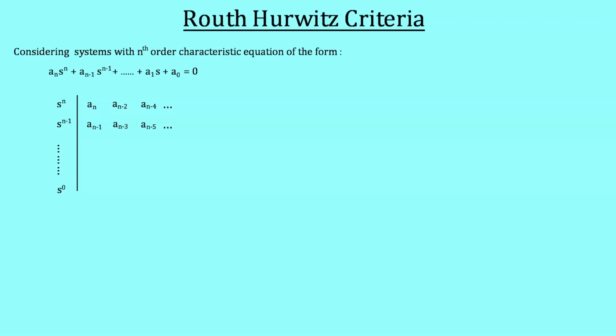Let us assume we are having a characteristic equation of nth order. Now, you have to form a table in which the first two rows can easily be filled with the elements by merely looking at the characteristic equation. As you can see clearly, in the first row, the coefficients of alternate terms of the characteristic equation are written and the remaining coefficients are written in the second row.